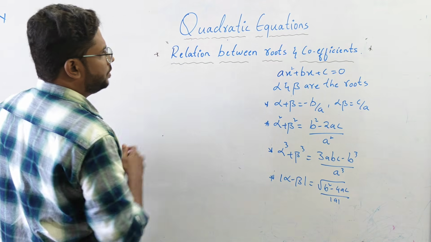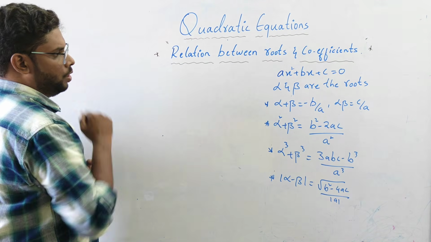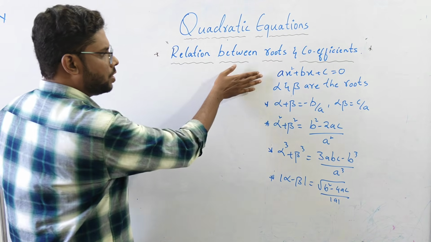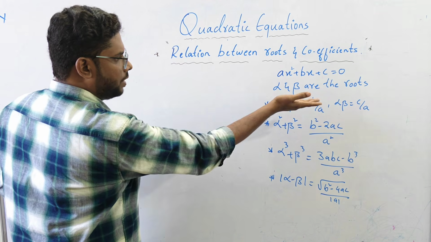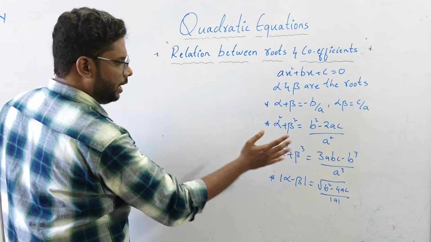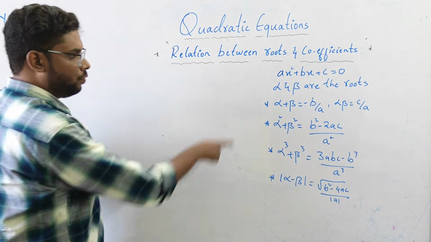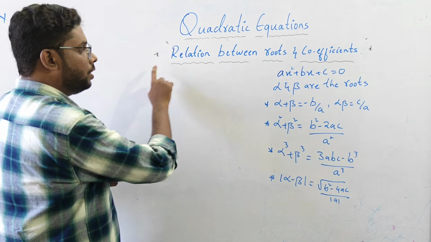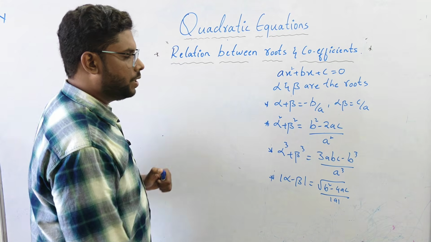Let us continue our discussion with the quadratic equation. In the previous video we have seen what is the quadratic equation. If alpha, beta are the roots, then we have seen all this in detail. First I request you to watch that video, in order to understand the relationship between roots and the coefficient.